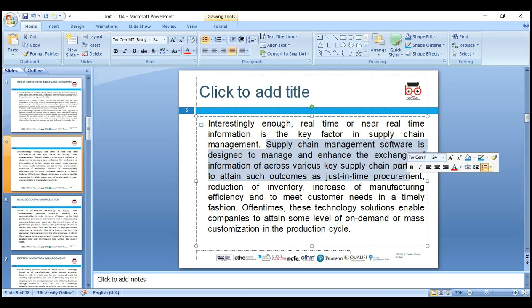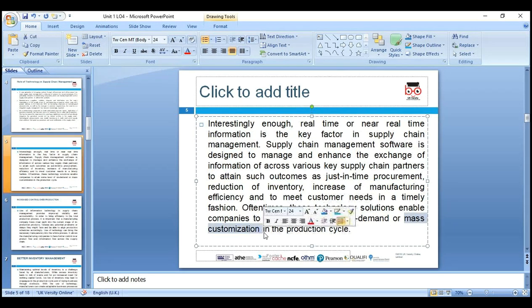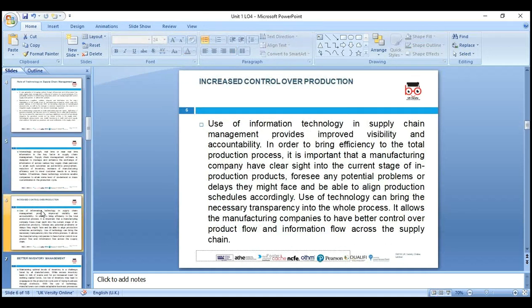Oftentimes, these technology solutions enable companies to attain some level of on-demand or mass customization. What about mass customization? In the production cycle, yes, we have mass customization for various customers, the large majority, and their individual needs. So we need to look at those. We need to manage the supply chain as well, for all designs, all fashions, all sizes.